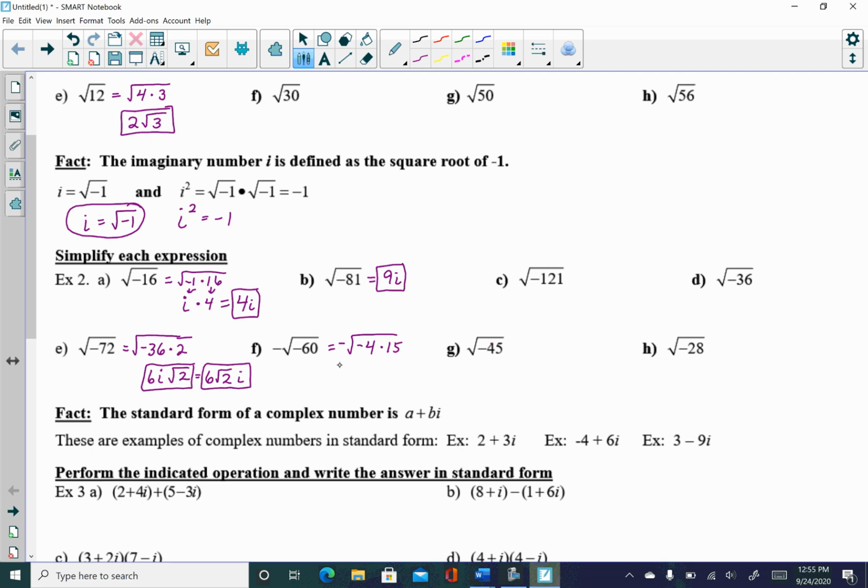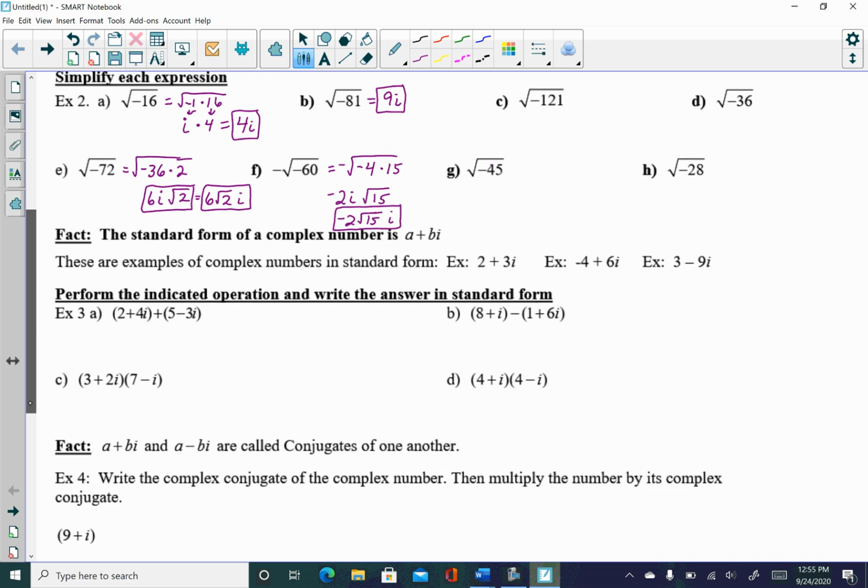So the square root, so I'm going to bring down my negative. The square root of 4 we know is 2. Because it's negative, it will be 2i. And then the 15 will stay inside. And then we'll just rewrite it. It says negative 2 square root of 15. And again, that i is outside, like so. That's your final answer. Okay, I'll let you try G and H.